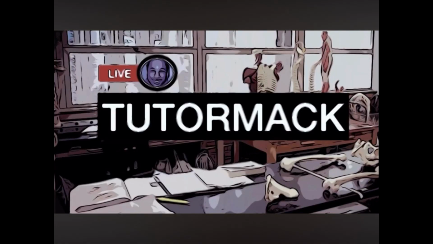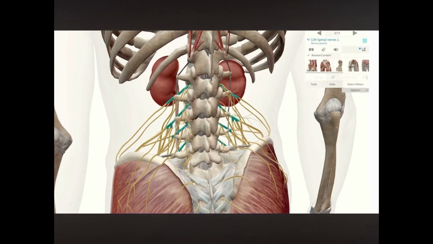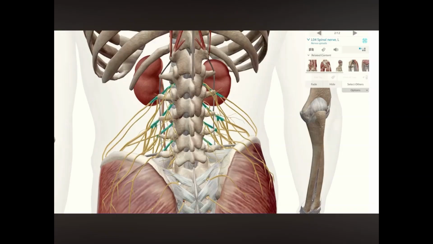Let's put our knowledge to the test and reinforce our understanding of these complex nerve networks. Let's dive in. Here we go. So, what are the components of the lumbar plexus? That's right. The lumbar plexus is formed by the ventral rami nerves, the ventral primary rami of L1 to L4. Let's go to our next question.